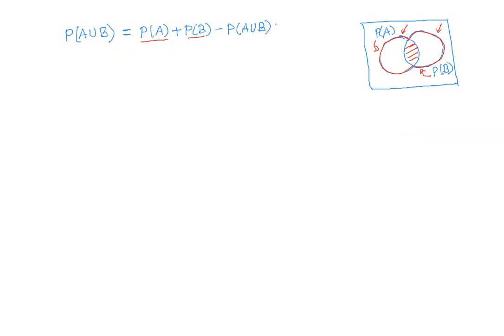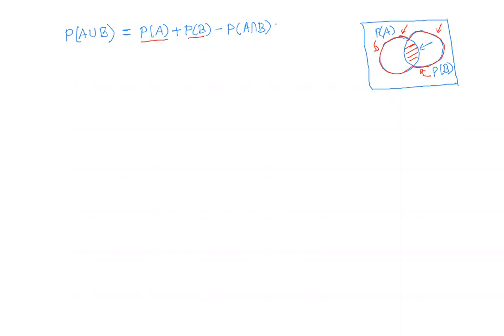Oh, I made a mistake, sorry. This is not supposed to be union. Sorry, A intersection B. What happened? Okay, let me just take it out. All right, I meant A intersection B. Sorry about that. So this intersection part, this shaded part, we are calculating it twice, once with A, another time with B. So probability of A union B is probability of A plus probability of B minus probability of A intersection B.